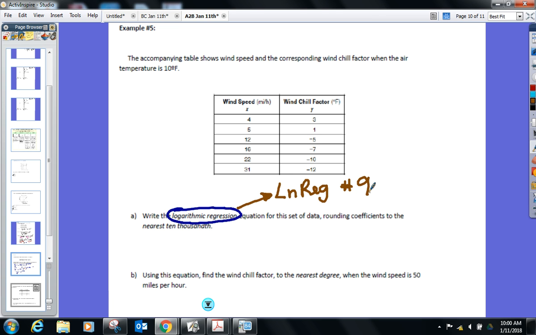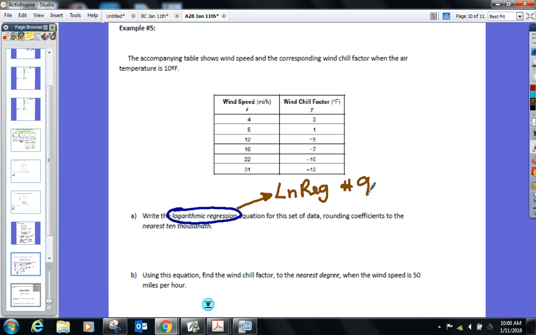Yes, Matt. That's your b value. Natural log of x. And everyone knows where your ln button is on the calculator, because you're going to use it here right now on the left-hand side.